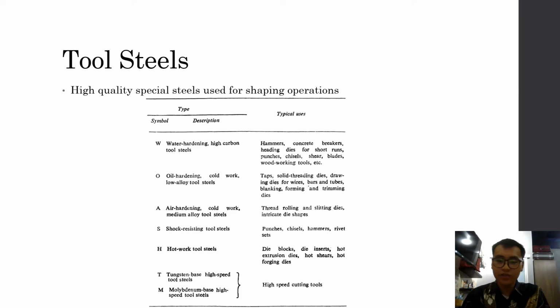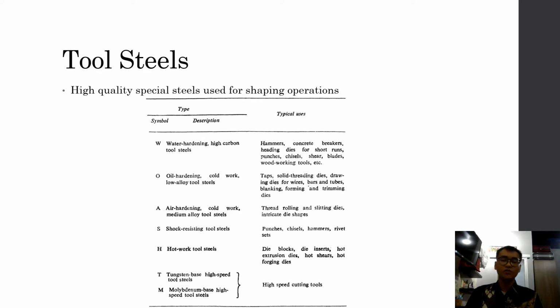It is typically used for thread rolling and slitting dies and intricate die shapes. The type S is shock resisting tool steels and is used for punches, chisels, hammers, rivet sets. Type H is hot work tool steels and is used for die blocks, die inserts, hot extrusion dies, hot shears, and hot forging dies. Type T and Type M have the same function and are typically used for high-speed cutting tools.